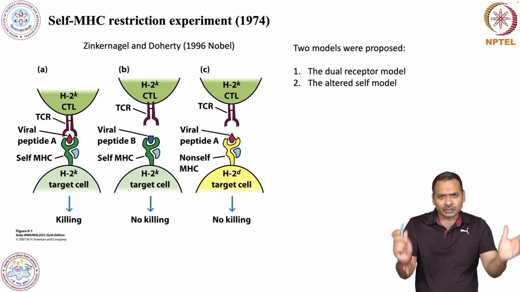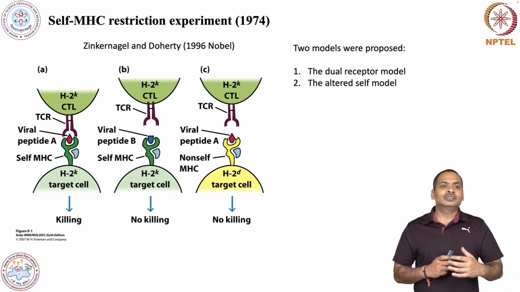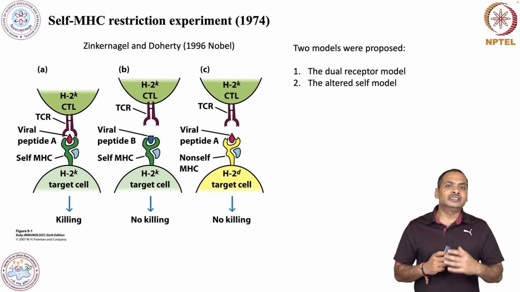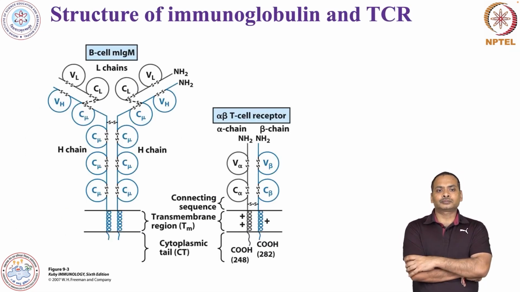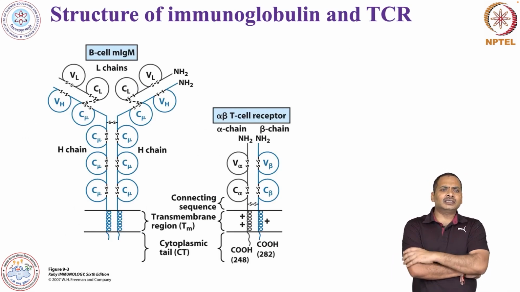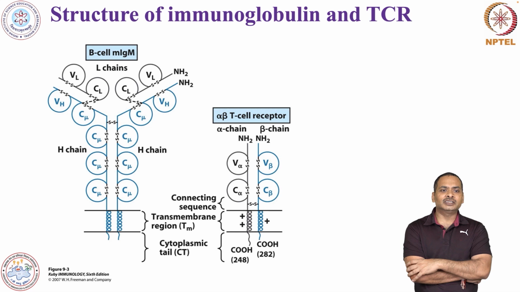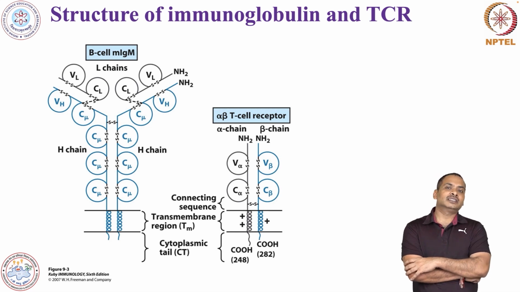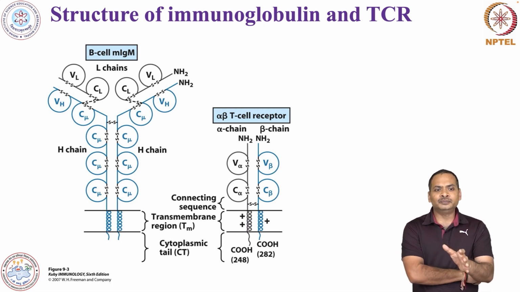So, overall conclusion from this slide is that self MHC is needed in order to activate the T cell. Okay. Here this is a comparative structure of immunoglobulin and TCR. Here you can see that there is a light chain, there is a heavy chain in case of B cell membrane bound immunoglobulin M.